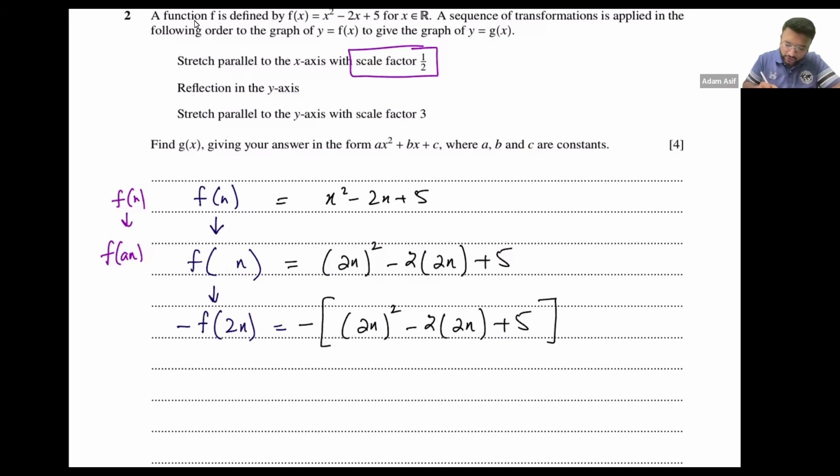So f of, it's going to be f of minus 2x. Okay, please make a correction over here. This is going to be f of minus 2x.